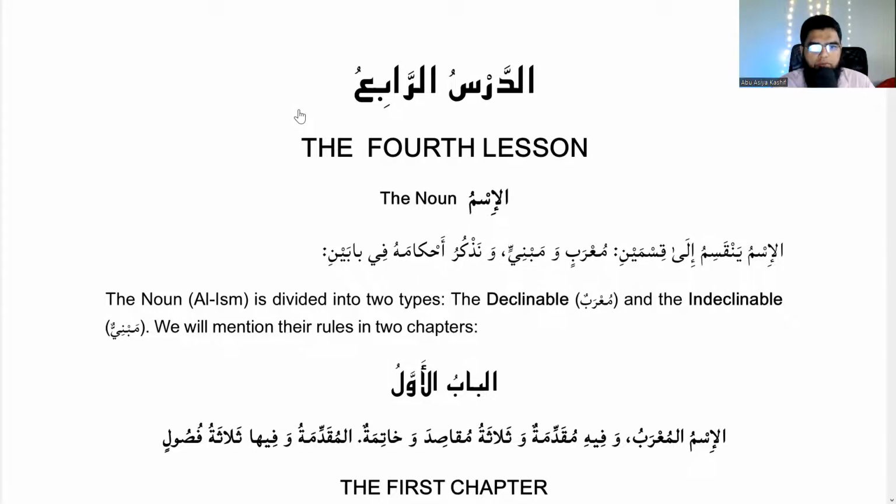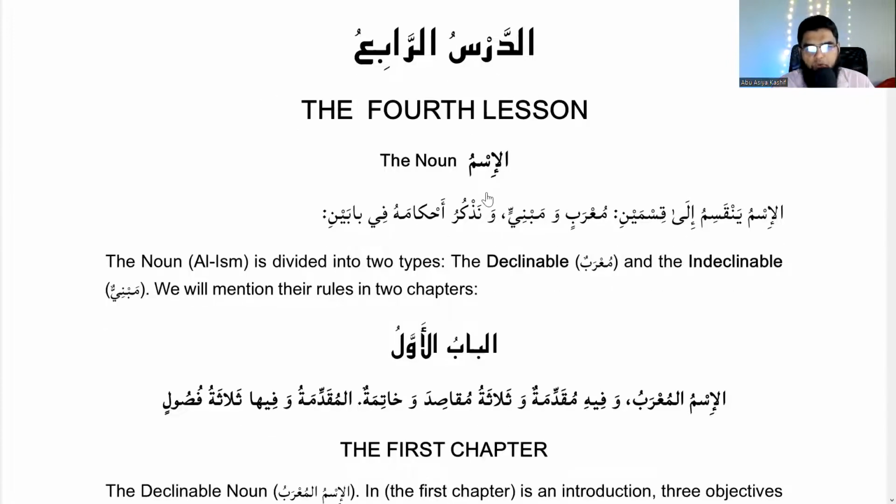They talk about words. First, he'll give definitions of words, kalima, kalam, and then ism, fi'l, and harf. He gave the definition in the muqaddima. Now he'll speak about the noun, al-ismu. Al-ismu yanqasimu ila qismain. The noun is divided into two types, mu'rabin wa mabniin.